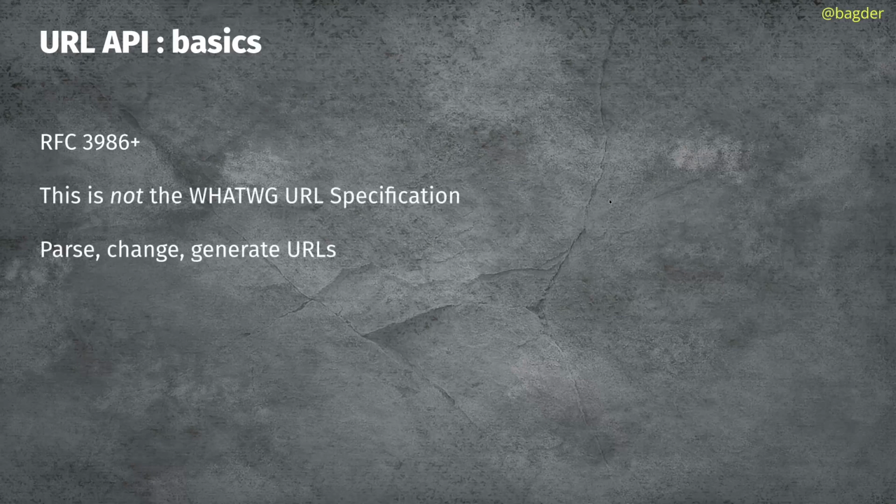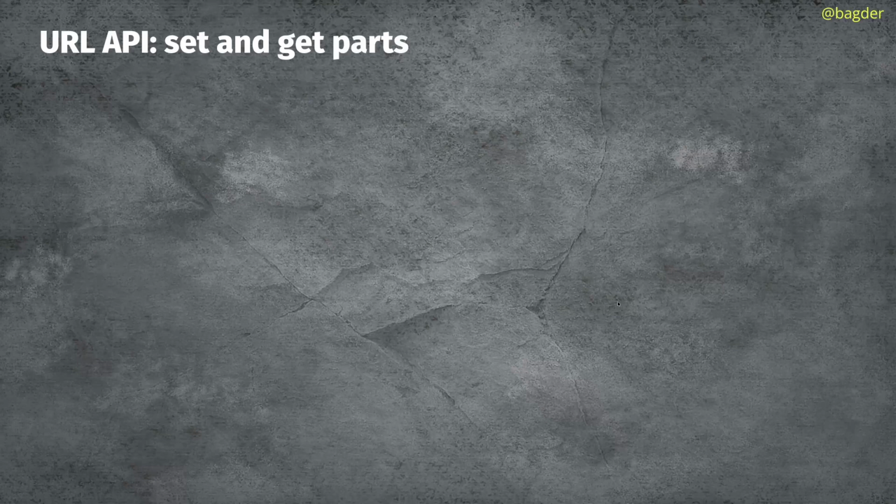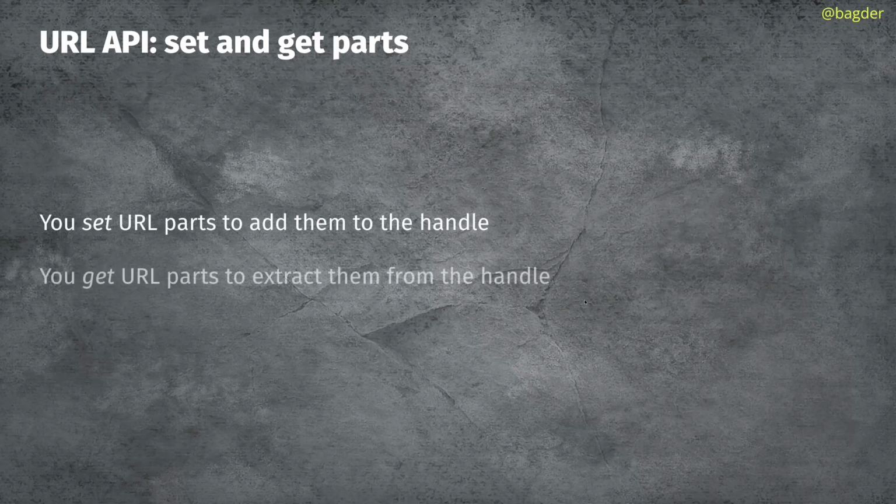You can parse, change, and generate URLs with this. It's similar in that you're working with a handle that represents, in this case, not a transfer, but a URL. So you create one of these handles with curl URL, and then you work on it. You can also duplicate it. You set things in the handle and you get stuff out of the handle. You can set URL parts to add them to the handle, and then you can get them to extract them.